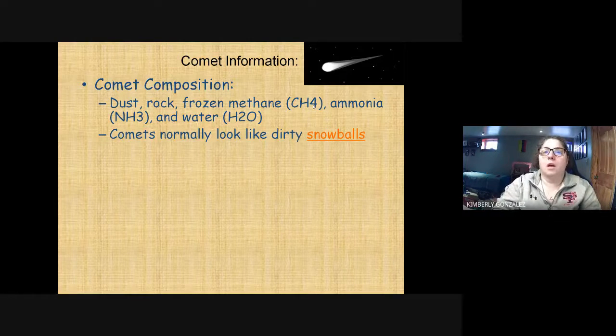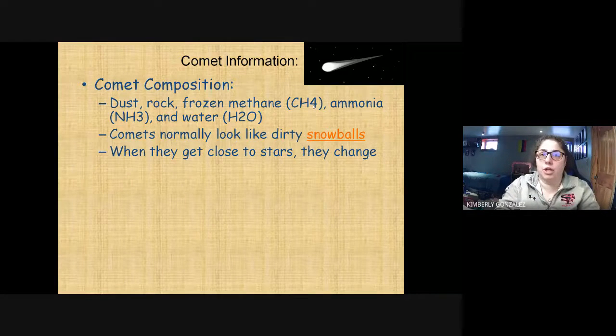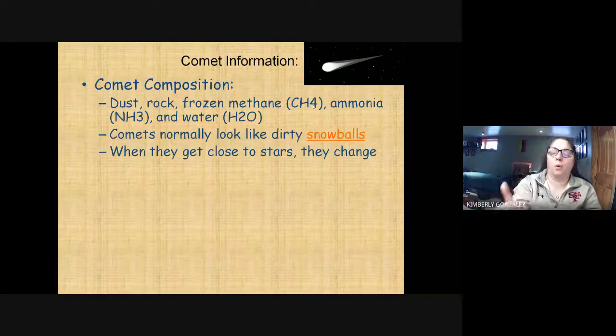So, like I said before, comets are going to look like dirty snowballs. When they get too close to the stars, they start to change. Why? Because stars are very, very hot. If you take ice and put it by a flame, what starts to happen?